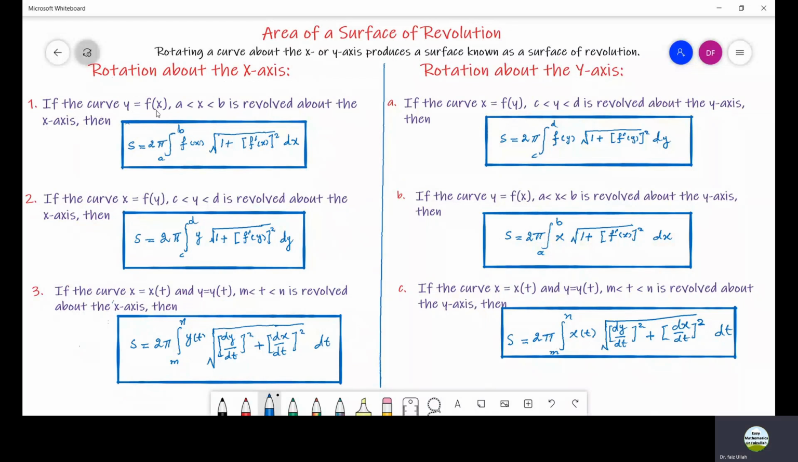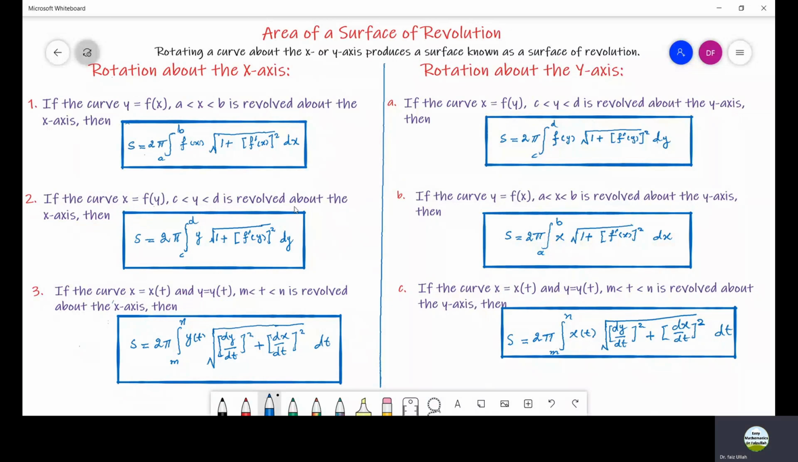The first case is if we are given a function of x, where x is between a and b, and we are rotating the region about the x-axis, then we can use this formula to find the surface area. f of x must be a given function, and differentiating this with respect to x, we can get f dash of x.